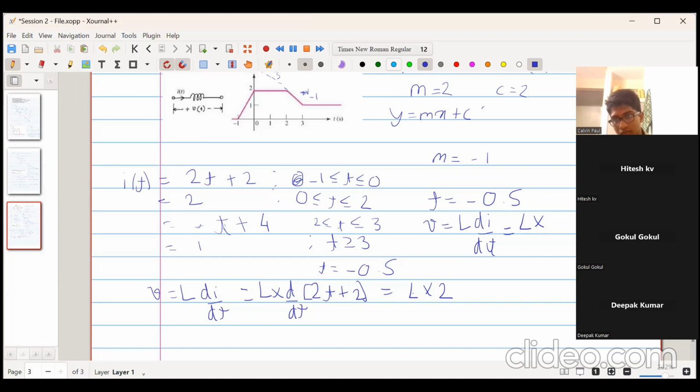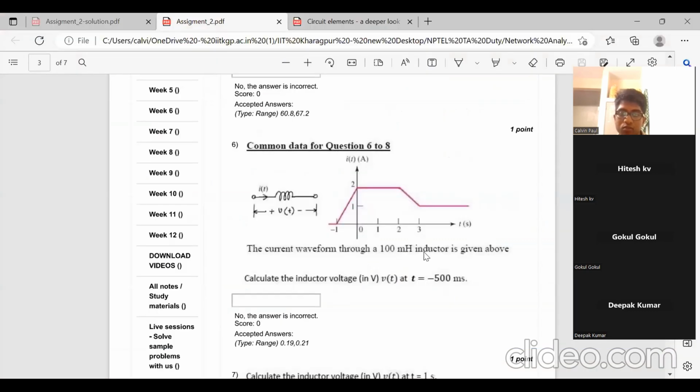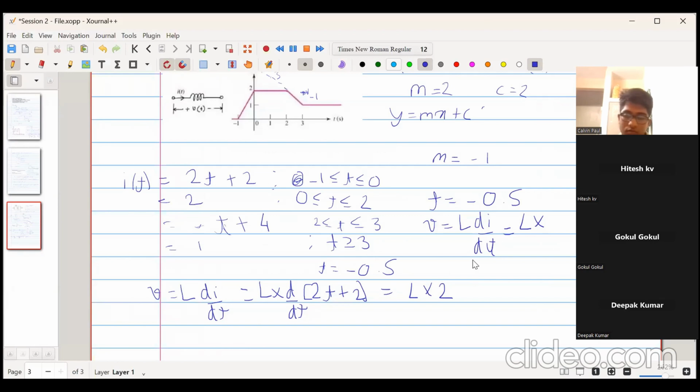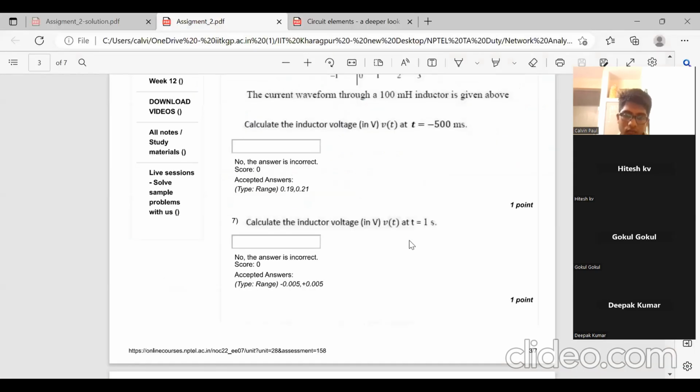No, sir. So L value is 100 millihenry. So 100 into 2 is 200, and milli means 200 into 10 to the power minus 3. That means it will be 0.2 volt. Excuse me, sir. Can we go back again? Okay, sir. Okay, 2 is a constant. Got it, sir. Thank you.